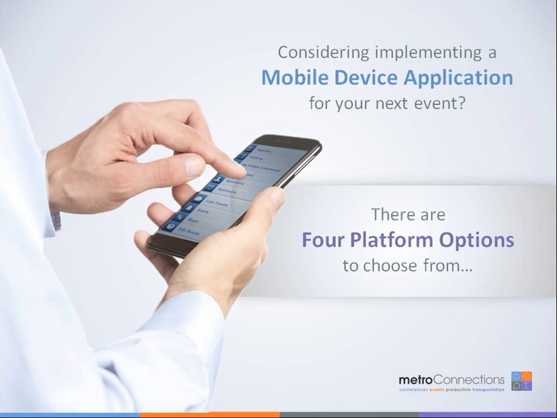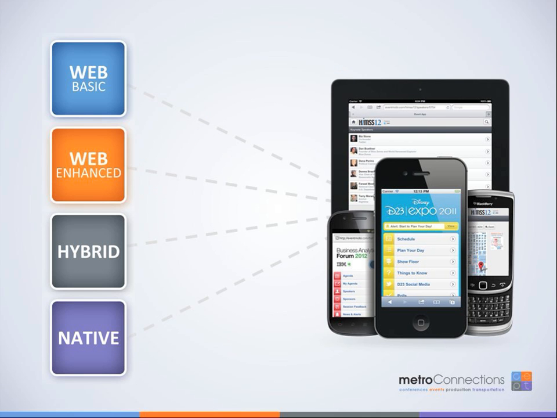So what we're going to discuss next are the four different platform type options for the mobile apps. The first one we're going to talk about is what we consider a basic web app. We'll go through each one of these as we move through. The four are web basic, web enhanced, a hybrid, which is a combination of native and web enhanced, and then native, of course. So we'll go through the first one here with web basic.